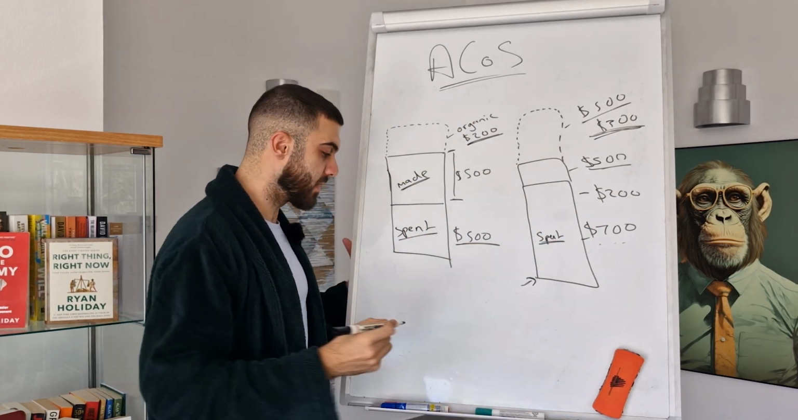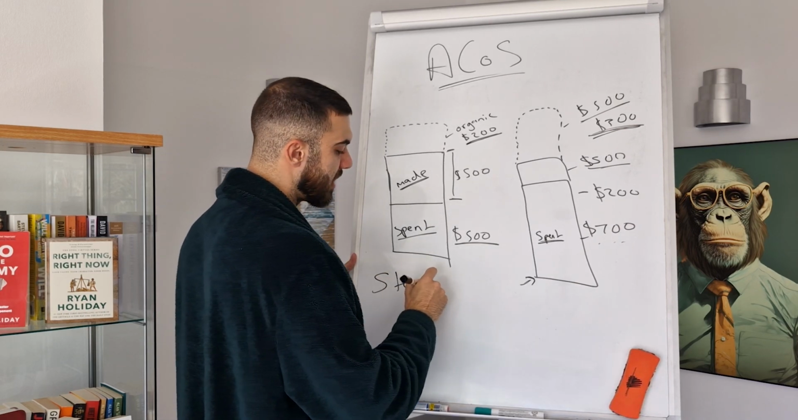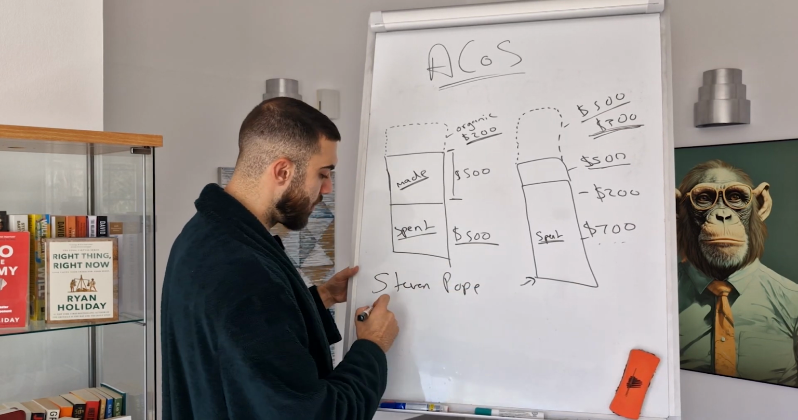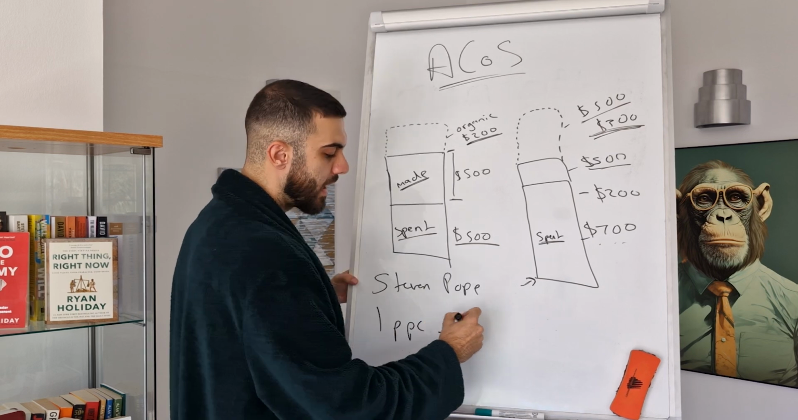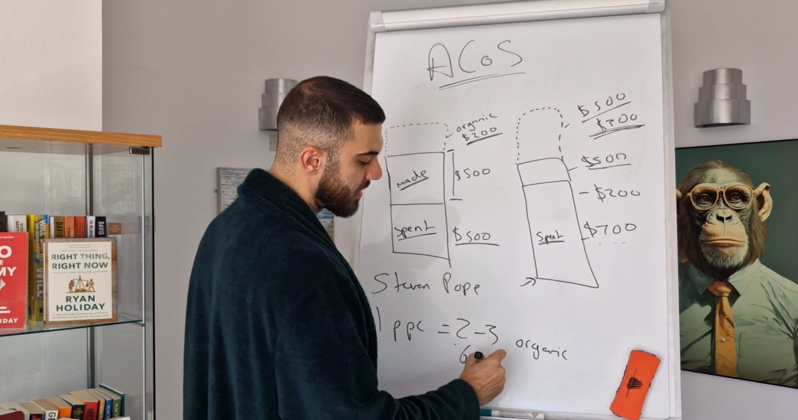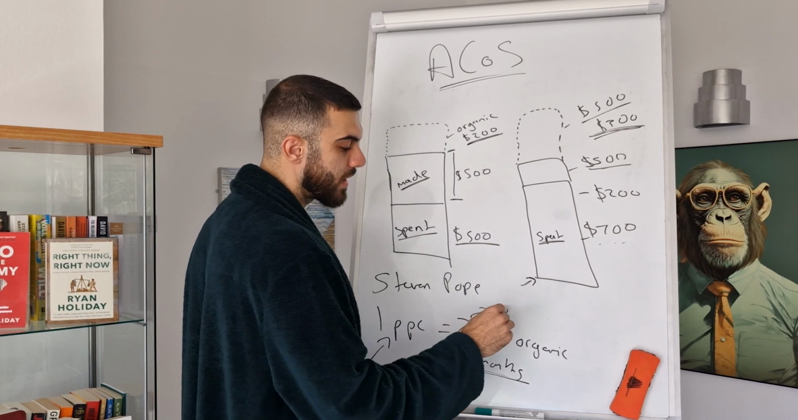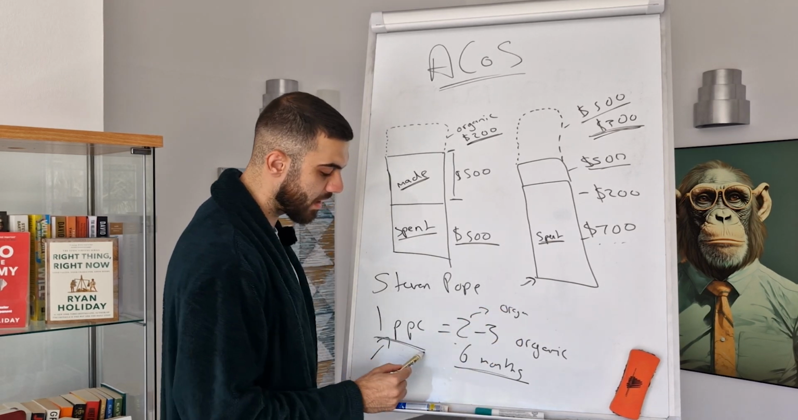Now, what Stephen Pope discovered, if you don't know who Stephen Pope is, he's the founder of My Amazon Guy. What Stephen Pope discovered is that for every one PPC sale that you make, it will bring you anywhere from 2 to 3 organic sales in the next 6 months. So you might get a PPC sale this month, and then next month you might get 2 organic sales because you got this sale over here.